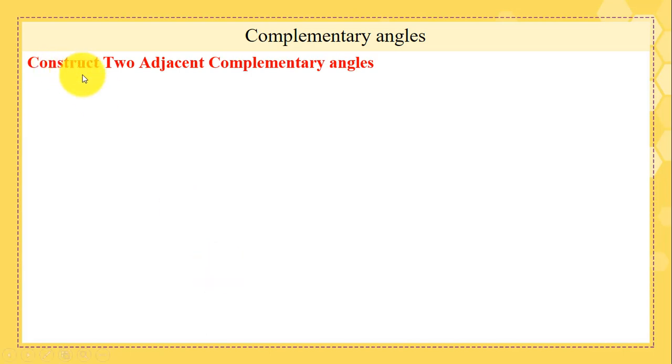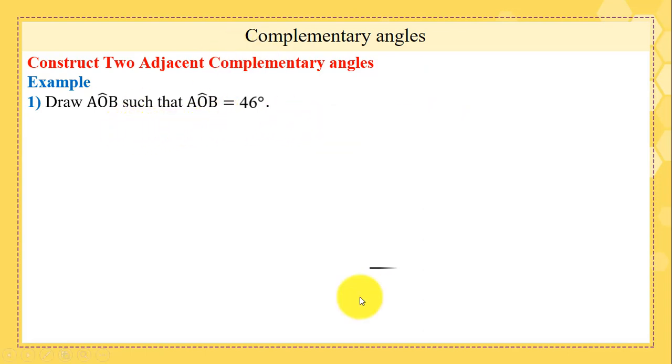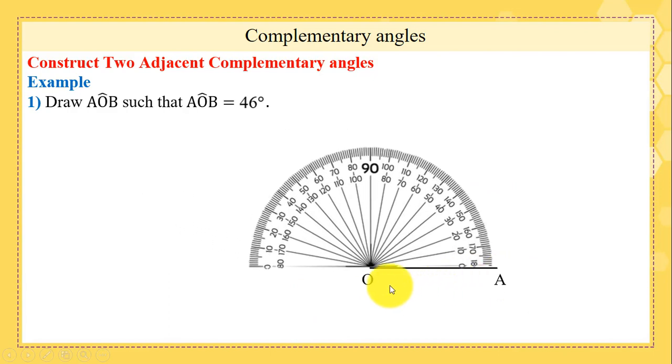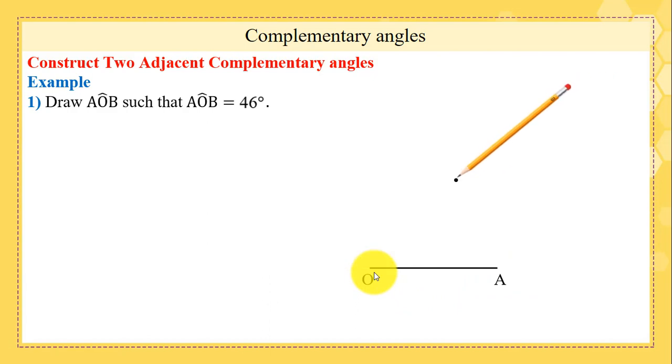Now we want to learn how to construct two adjacent complementary angles. Example, part 1. Draw AOB such that AOB equals 46 degrees. Of course, we must start and draw the semi-line OA. We bring our protractor and put its center on the vertex, which is O. Bring your pencil and mark on 46 degrees. Bring your ruler and join the points B to O. Here we get BOA or AOB, the same, which is 46 degrees.